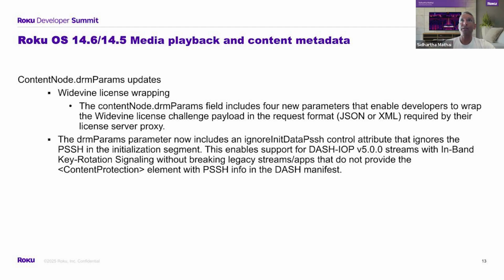The four fields that I just mentioned were added at that time to DRM params. So I had already mentioned them. And there was also in 14.5, previous to 14.6, a field, ignore init data PSSH, a control attribute that ignores the PSSH in the initialization segment. And this enables support for DASH-IF IOP version 5.0 streams that have in-band key rotation signaling, without breaking any legacy streams that do not provide the content protection element with PSSH info in the DASH manifest.